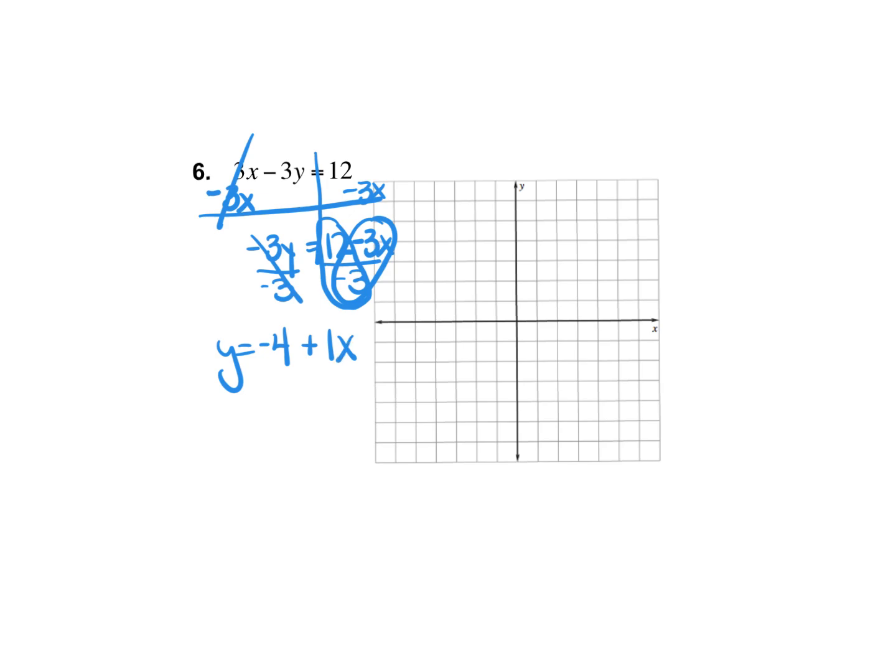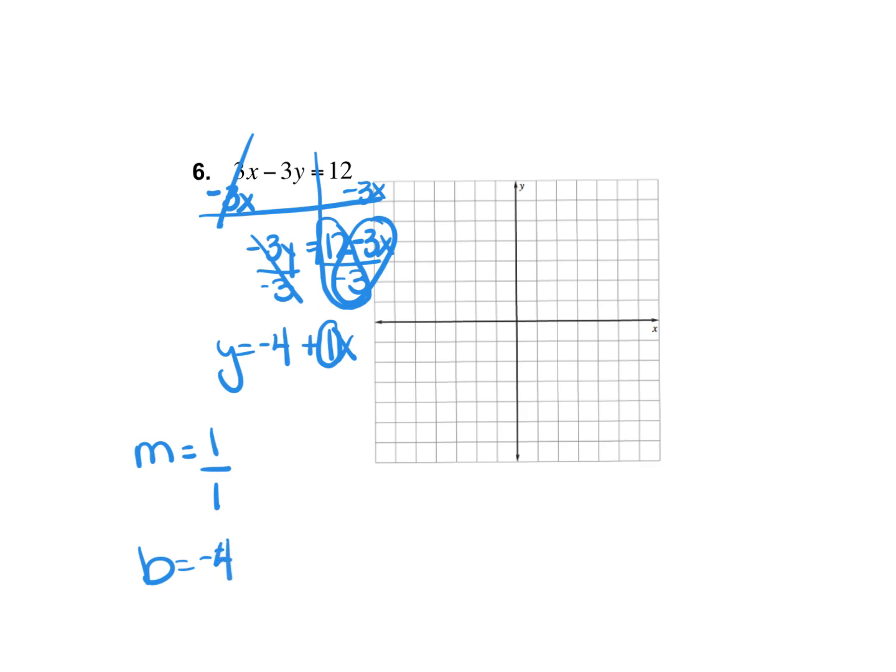All right, so now the y is all by itself, and now let's identify the slope and the y-intercept. So again, our slope is a number with the variable, so we're going to have a slope which is equal to 1, and then make it a ratio of rise all over run. If it's not a fraction, make sure you make it a fraction. And then we had a y-intercept of negative 4.